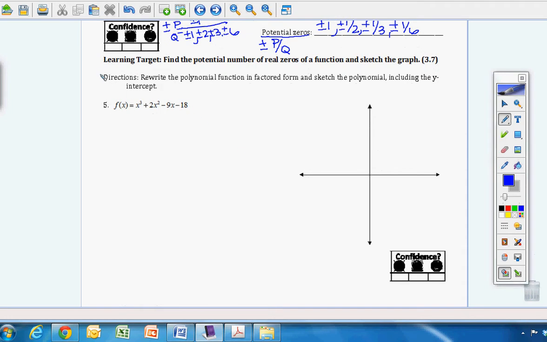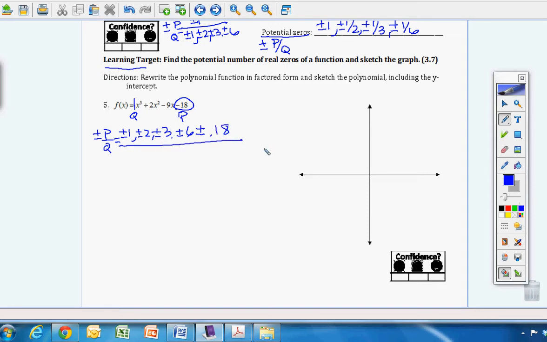All right, moving on to our next learning target, we want to find the potential number of zeros and then sketch the graph. So same idea, we want to find our p's and q's and then determine what's going to divide into this function so we can break it up, factor it, and graph it. So our p-value is our 18, and our q-value is a 1. It's that leading coefficient. So let's find all the possibilities and break this up. All the factors of 18 are going to be plus or minus 1, plus or minus 2, plus or minus 3, plus or minus 6, and plus or minus 18.